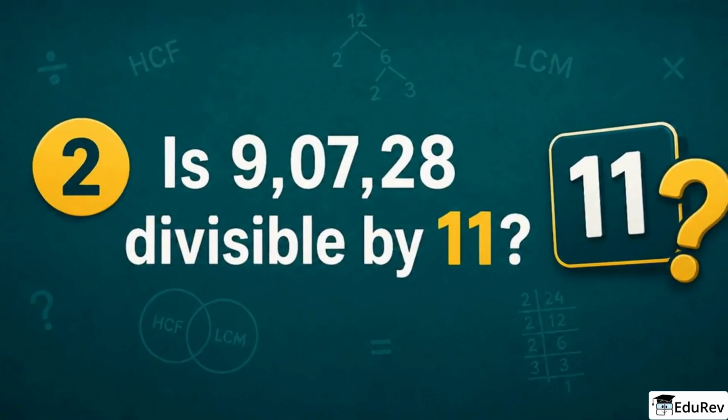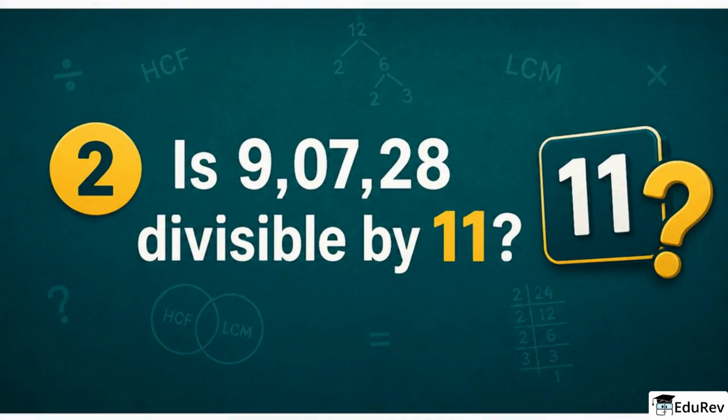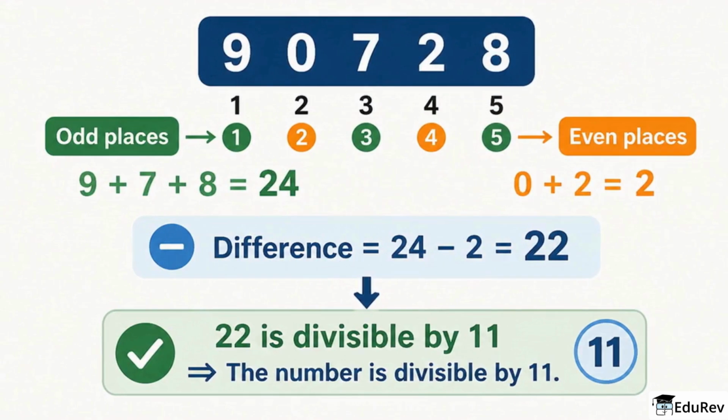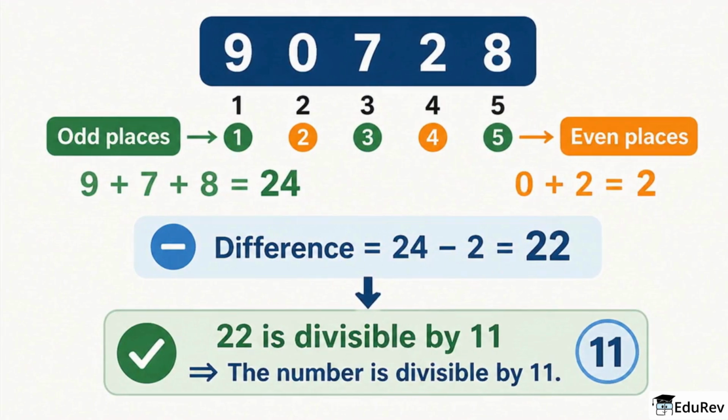Question number 2 asks whether 9,072.8 is divisible by 11. Sum of digits at odd places equals 8 plus 7 plus 9 equals 24. Sum at even places equals 2 plus 0 equals 2. Difference equals 22. And 22 is divisible by 11. So the number is divisible by 11.